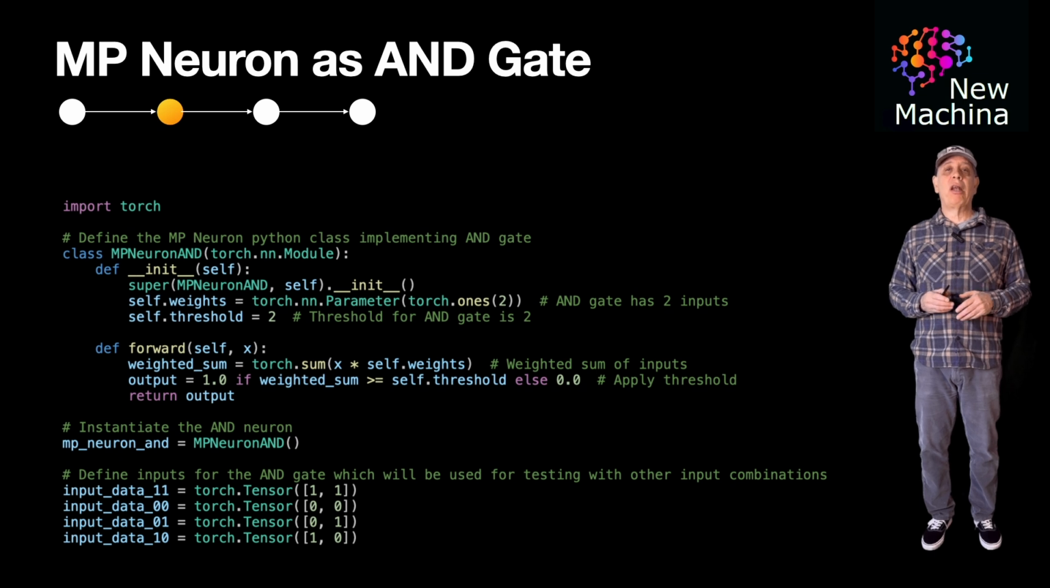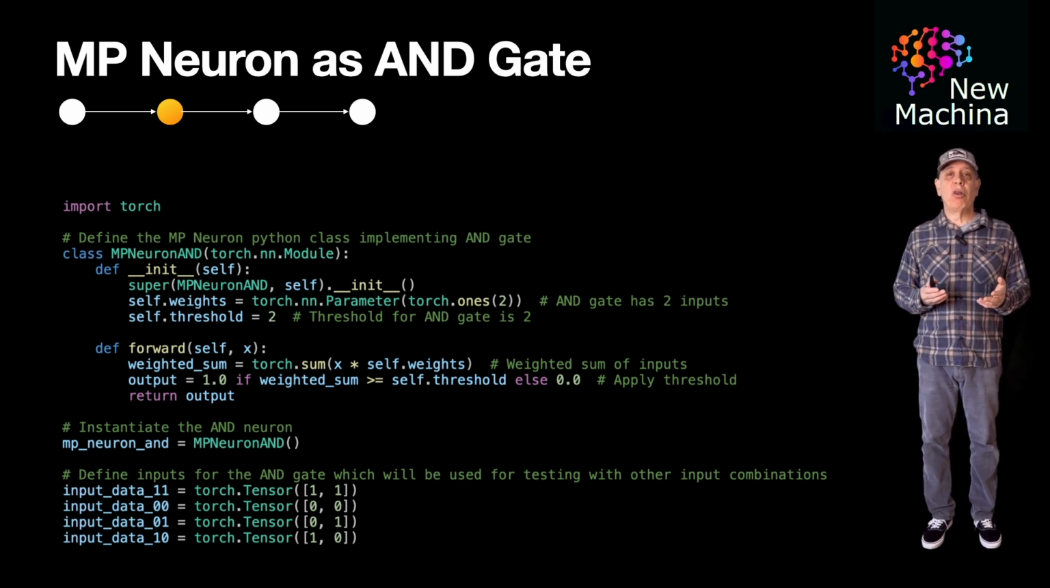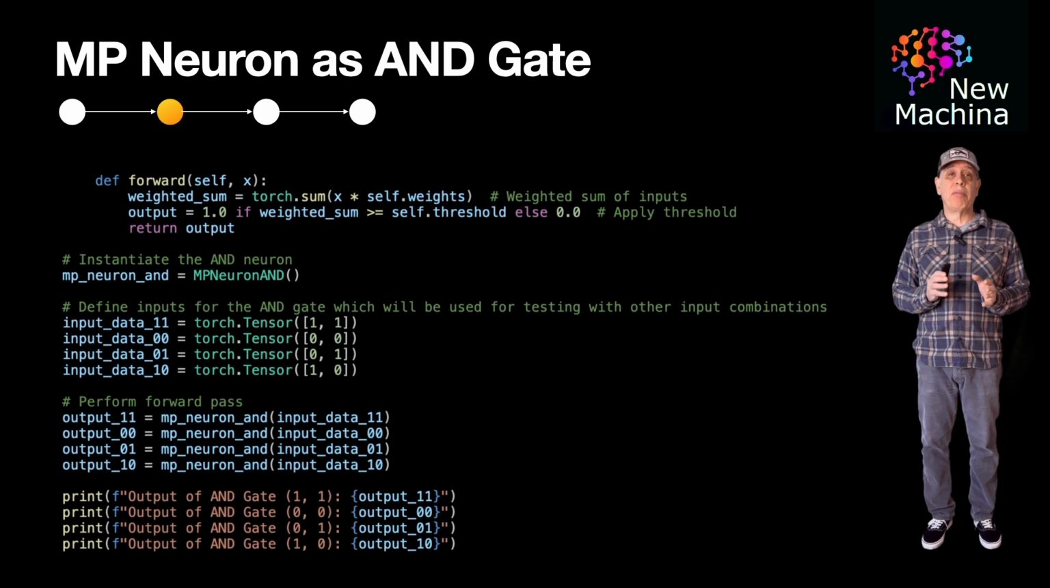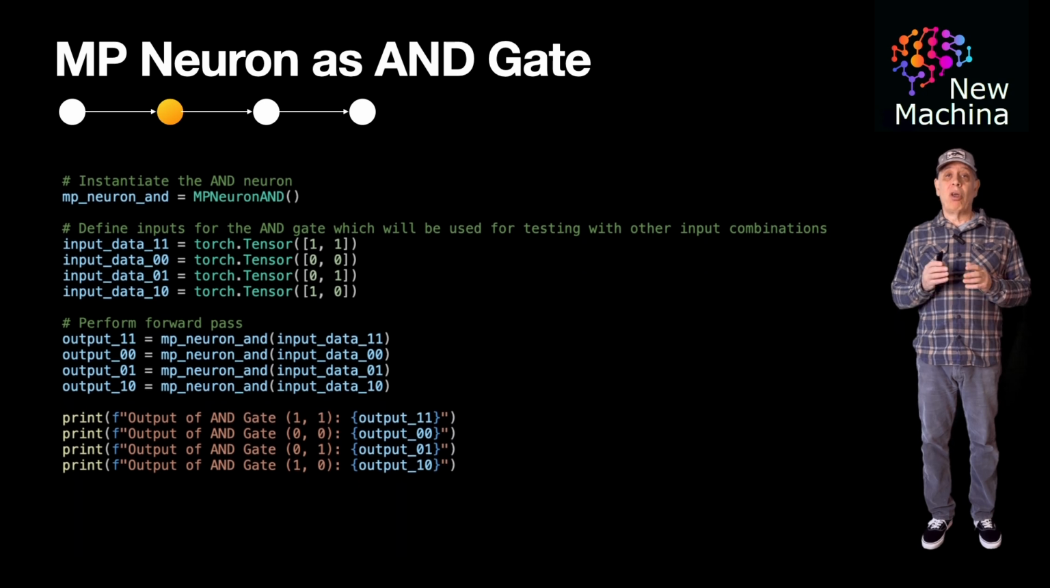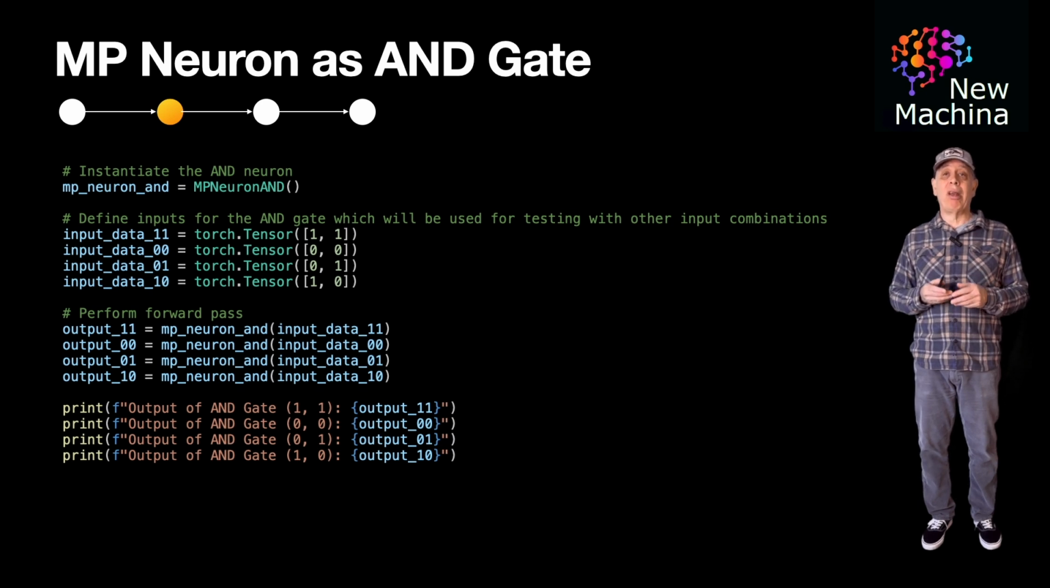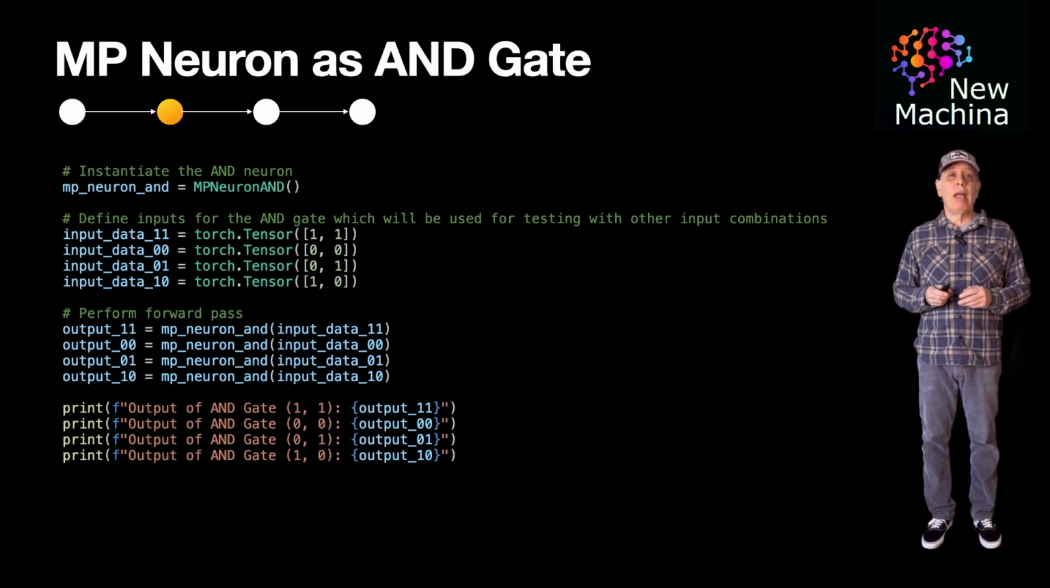Now we instantiate our declared MP Neuron AND class. As I referenced earlier, the 1943 MP Neuron does not include the concept of training your model. So we define our weights and thresholds in advance, and you saw me do this here in the constructor for the MP Neuron AND class. Now we define our test data. We have 2 inputs, and we define test vectors which represent our inputs to the MP Neuron with all possible combinations of 0 and 1.